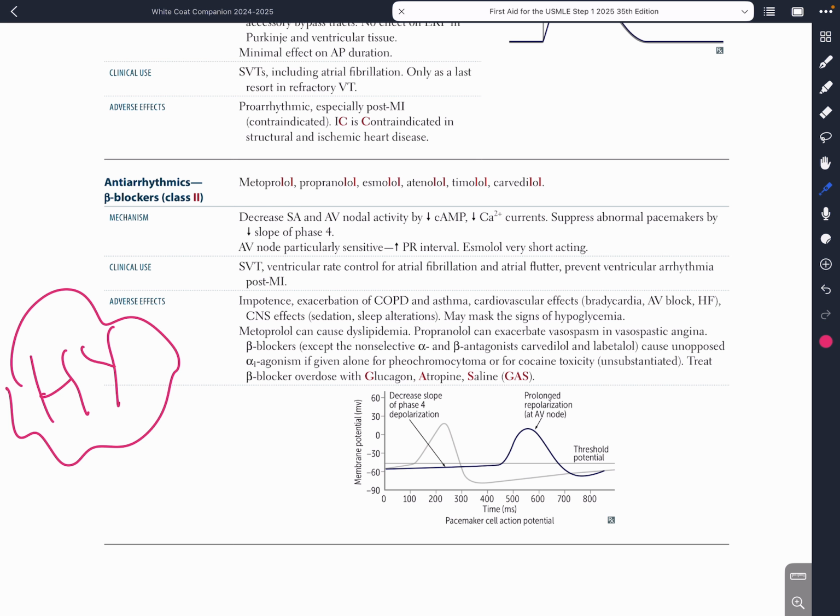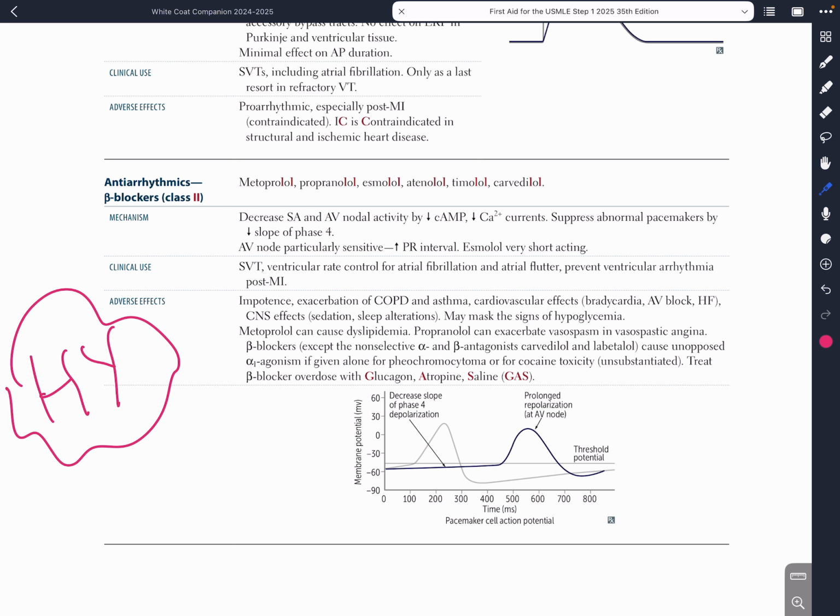Another side effect of metoprolol, it can cause dyslipidemia, which means that LDL increases. Propranolol can exacerbate vasospasm in vasospastic angina. Beta blockers, except the non-selective alpha and beta antagonists like carvedilol and labetalol, all beta blockers cause unopposed alpha-1 agonism if given alone for pheochromocytoma or for cocaine toxicity. Never ever give beta blocker to a cocaine intoxicated cocaine addict.